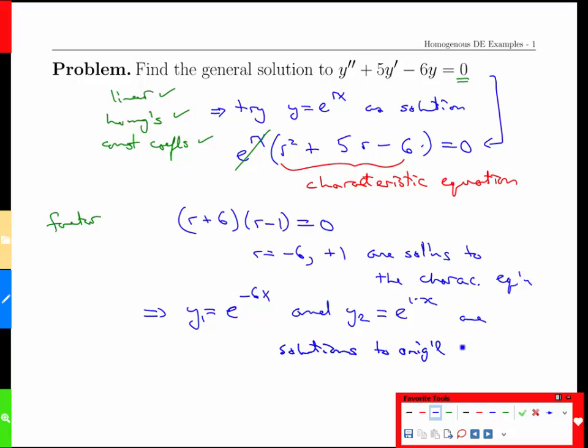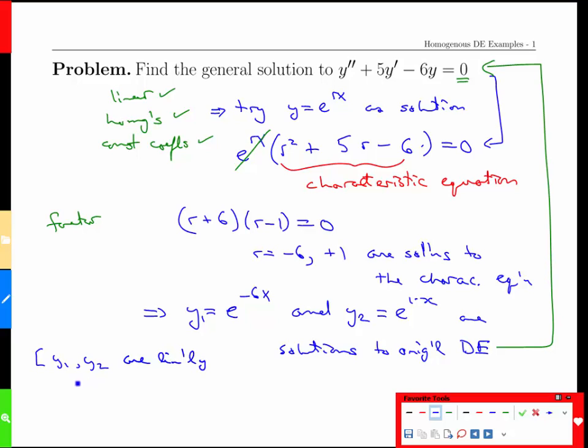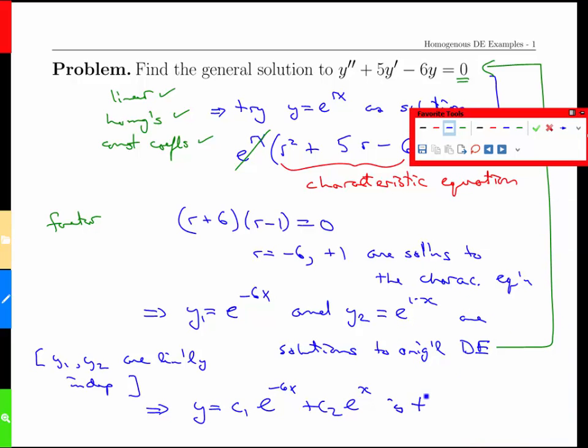to the original differential equation. That's where we get our real payback. Our original differential equation at the top here. And it couldn't get any easier than this. We can do a little check, but these things are linearly independent. y1, y2 are linearly independent. And so right away, we get the general solution. c1 e to the negative 6x plus c2 e to the x is the general solution.